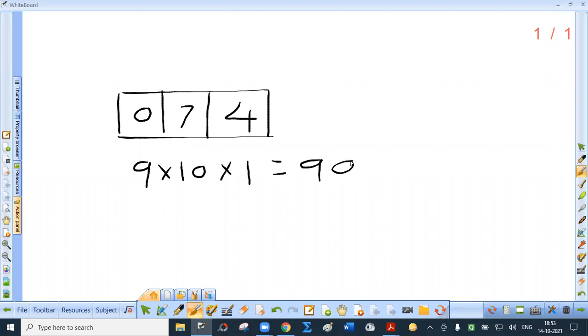Okay. One student is saying, how can tens place digit be 4? Because 4 should be in units place. Read the problem carefully. How many numbers between 100 and 1000 have 4 in the units place? Have they said having 4 only in units place? No. So this is allowed.